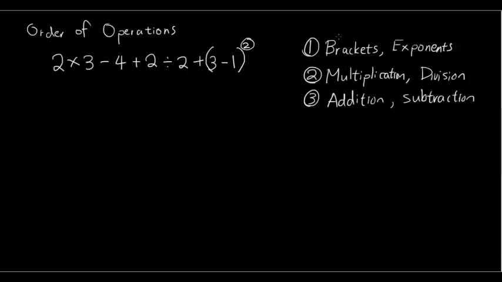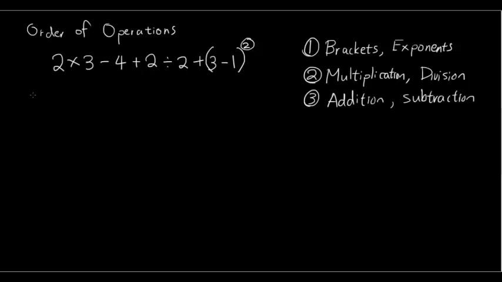Okay, so basically you have to look for number one in the whole equation. Are there any brackets? Are there any exponents? And you're going to complete them first. And then you look through the equation, look for any multiplication and division and do them. And then you're going to look for addition and subtraction and do them. Now, if you have multiplication and division next to each other, then you simply work from left to right. And same thing with addition or subtraction. If they're right next to each other, then you work from left to right.